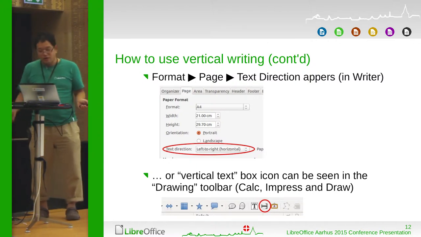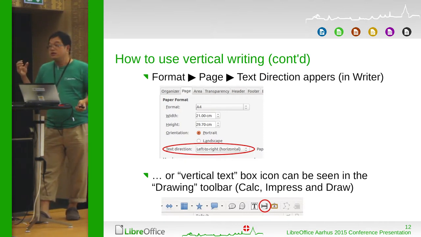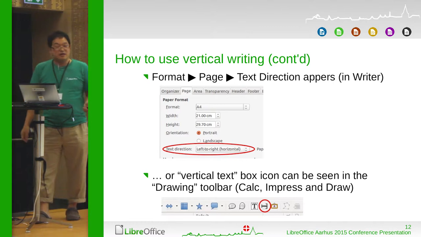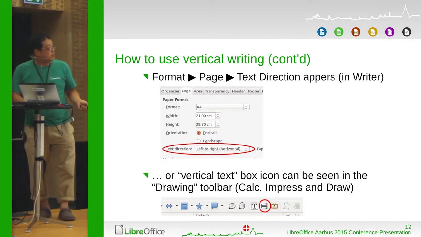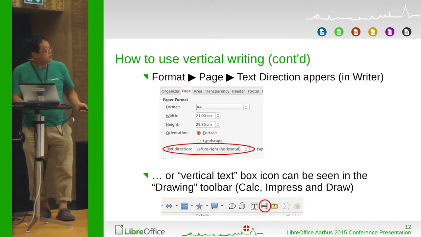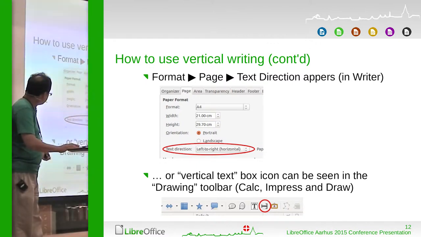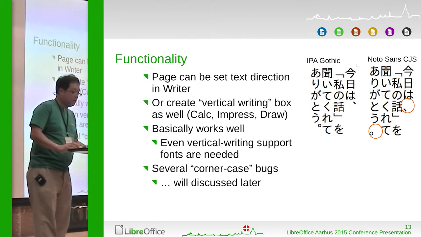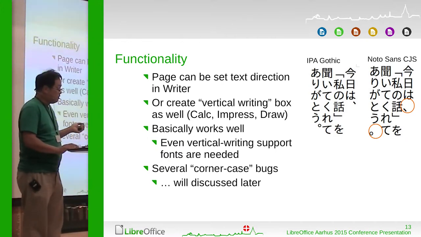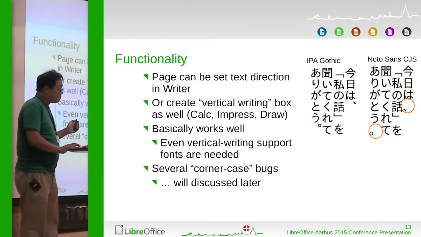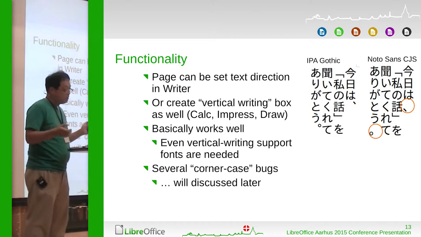Or we have a vertical text box. This text box can be horizontal or vertical, so we can choose either. It can be used in Draw and Impress too. Just looking at this toolbar, the drawing toolbar contains not only horizontal writing but also vertical writing. Page text direction can be set in Writer, and you can create a vertical writing box as well. Basically it works well.